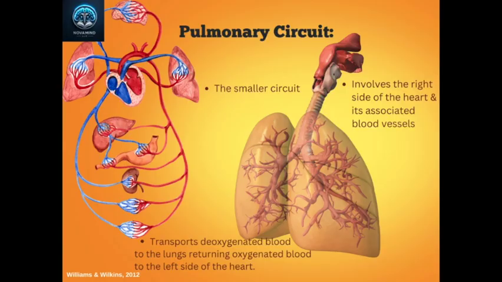This circuit's primary function is to facilitate gas exchange within the lungs, where deoxygenated blood releases the carbon dioxide and picks up oxygen. The newly oxygenated blood is returned to the left side of the heart, where it re-enters the systemic circuit. These two circuits work in tandem, ensuring that oxygenated blood is consistently supplied to the body and deoxygenated blood is efficiently cycled back through the lungs for reoxygenation.